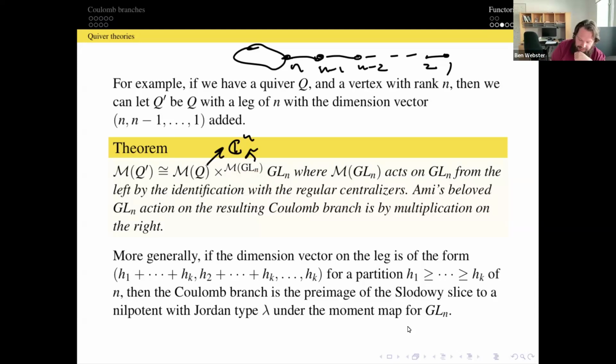One particularly nice thing here is, so MGLN, right? Every fiber of that I can think of as a subgroup of GLN. It's the centralizer of an element of GLN. So it acts on GLN on the left, by left multiplication. And so one thing you can see immediately geometrically here is this guy has a GLN action by multiplication on the right. And this is the one that Amihai always likes to use. So, right, all of these nodes are balanced here. And so one gets a GLN action on the right.